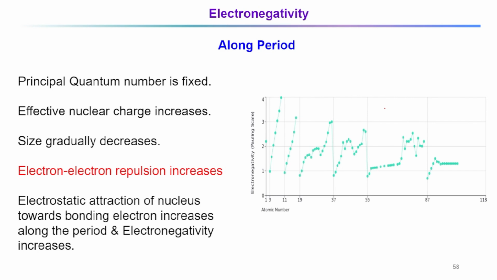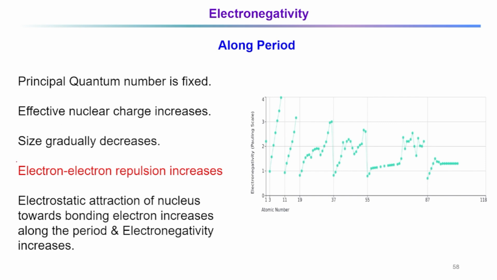So let's first see the electronegativity trend along a period. Along a period, what are the factors? Principal quantum number is fixed, so the number of shells is fixed. Effective nuclear charge increases. I have already shown multiple times that as we go from left to right, the number of protons increases, so the effective nuclear charge also increases, and size gradually decreases. We have the same principal quantum number, we are filling electrons there, and the number of protons is also increasing. As the number of protons increases, the effective nuclear charge increases, and size gradually decreases.